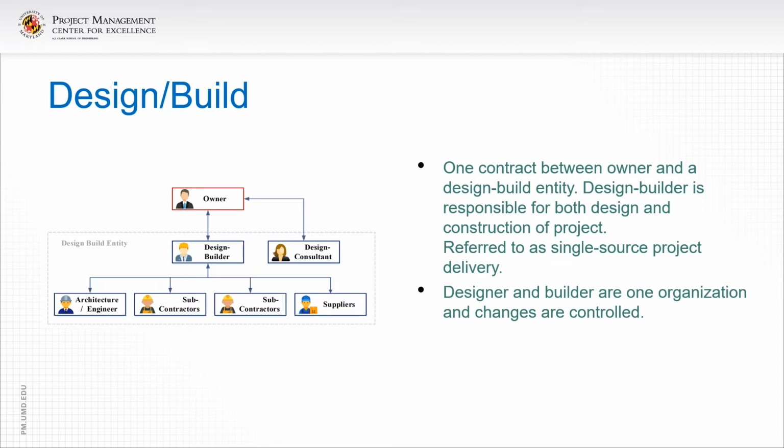The designer and the builder are one organization and changes are very well controlled. There are change orders, but they are very controlled in the design-build project delivery method. The architect is not an agent for the owner to look after the contractor, however, because the design builder is one entity. That's a minor negative for this project delivery method.